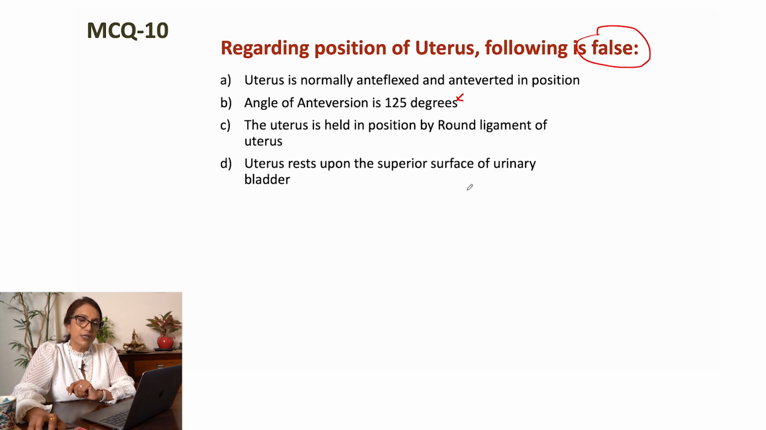But let's read the rest of the options. The uterus is held in position by the round ligament of the uterus. Yes. The uterus rests upon the superior surface of the urinary bladder. Yes. So, A, C and D are correct statements. B is the false statement and is therefore the answer. The angle of anteversion is not 125 degrees, it is 90 degrees. Right, so B is the answer.